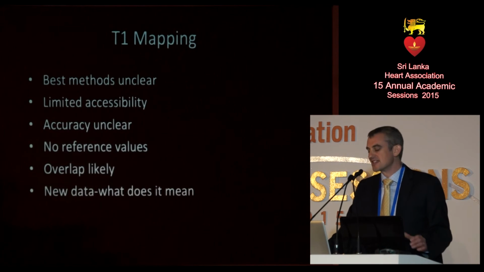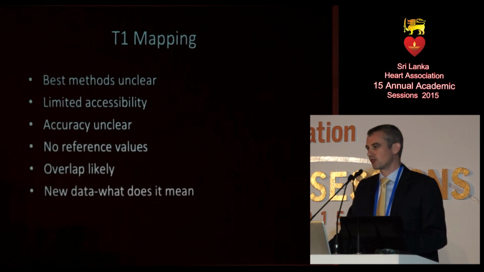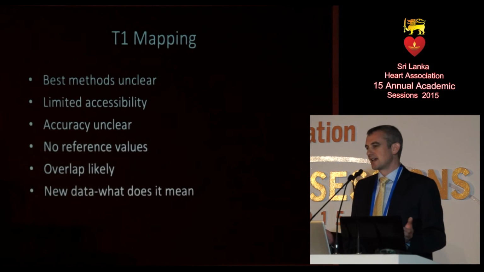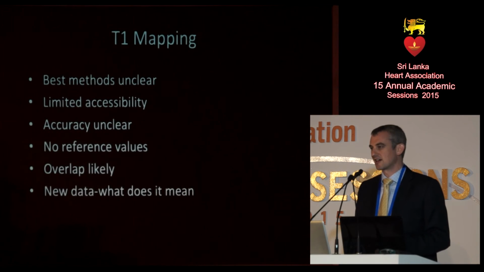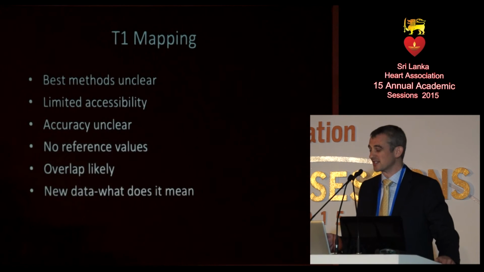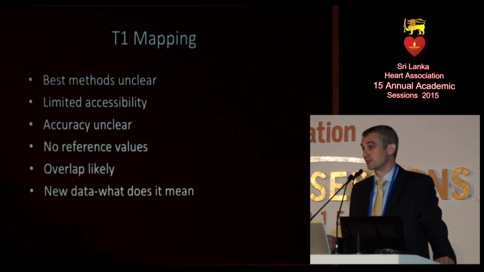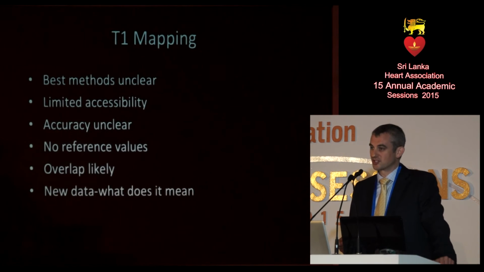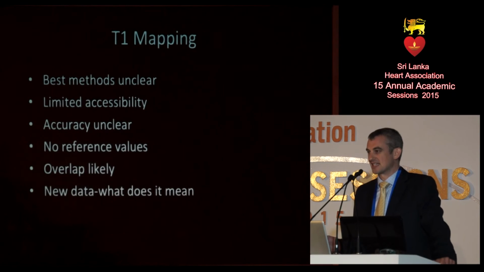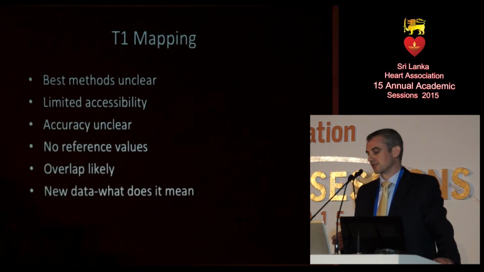And one of the reasons why it's difficult is it's not really clear what the best methods of acquiring the data is. So different people use different imaging sequences for data acquisition, different scanners. Accessibility to this test is still pretty limited. Your average clinical MRI scan won't include T1 mapping, and it really takes a centre quite a long time to build up expertise to be able to do this.